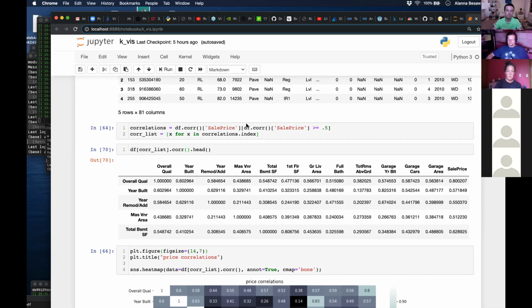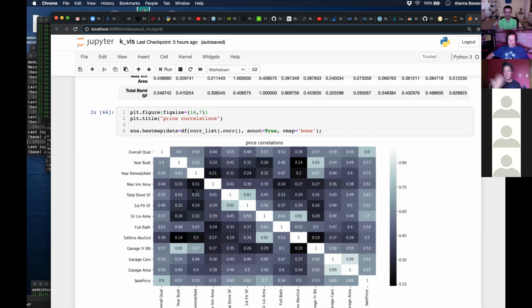So this is what I just said: anything that's above 0.5 correlated from this correlation matrix, and I printed it out here just to see. You can see that overall quality, of course, is 100% correlated with itself. And actually I can scroll down here to the visual, because that's kind of the point of visuals, that they're easier to look at than just a bunch of numbers. So you can see on the diagonal that each feature is 100% correlated to itself, of course.